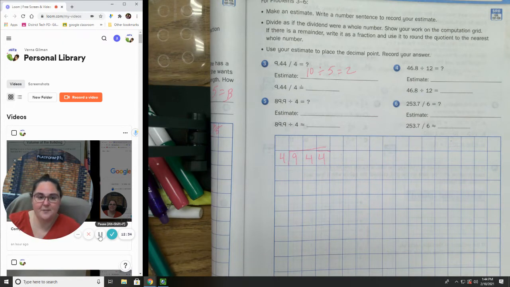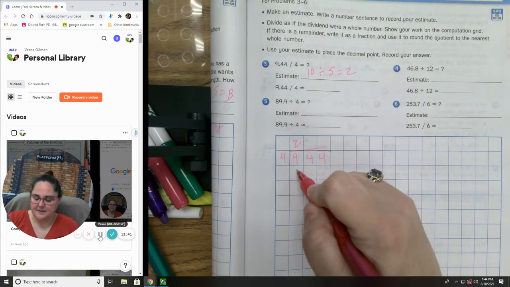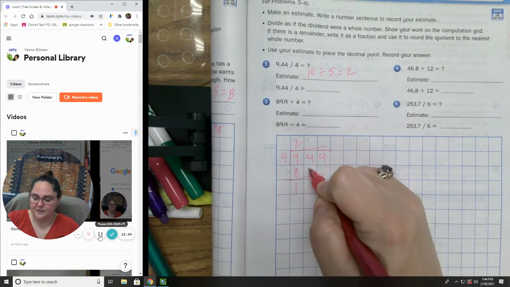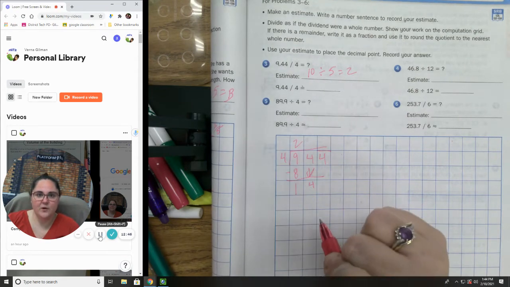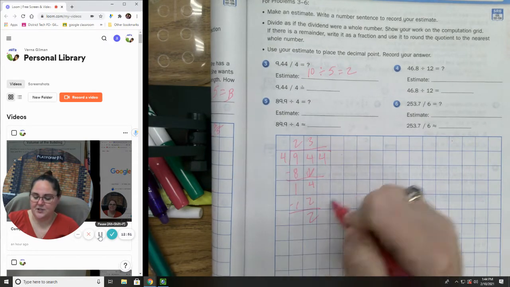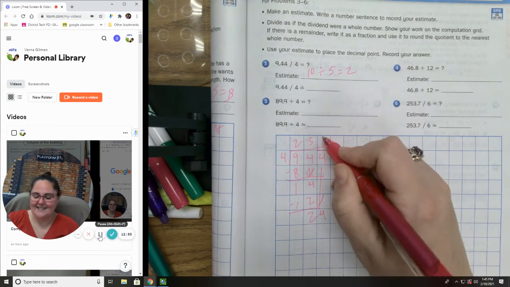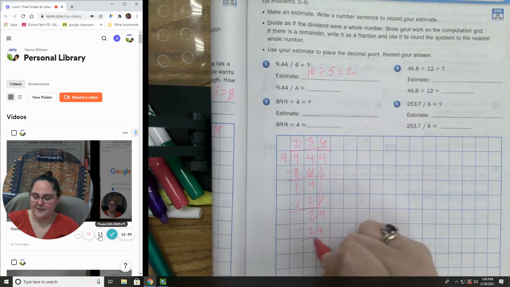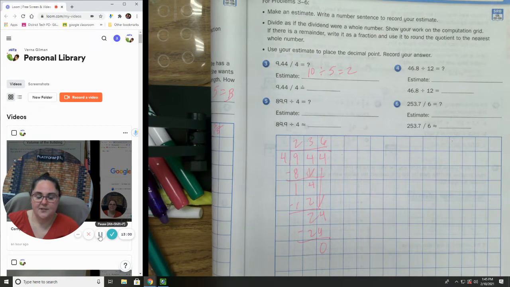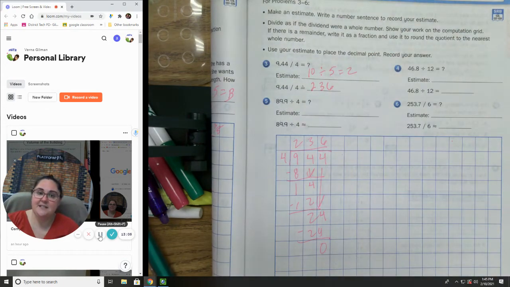All right, I hope that you did the math. I hope that you paused. If you aren't watching this in a puzzle, I hope that you did pause. 4 goes into 9 2 times, with 1 left over. Bring down my 4. 4 goes into 14 3 times, with 2 left over. 4 goes into 24 6 times, with 0 left over. So my answer is 236. Now, my estimate says that my answer will be close to 2.